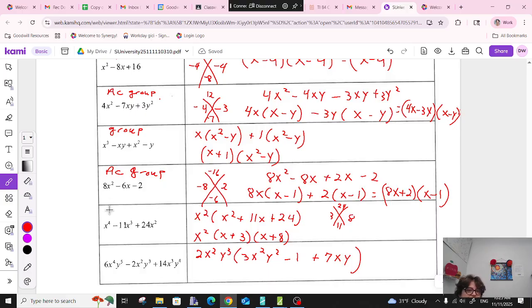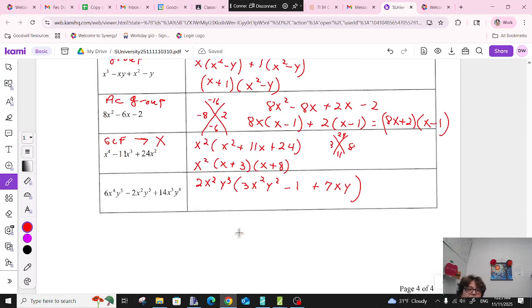This is GCF and big X. No, just big X, not grouping, because A is equal to 1. And then this is just GCF.